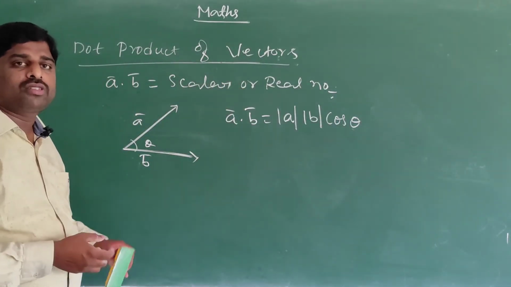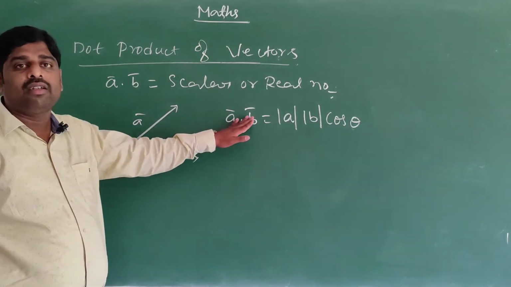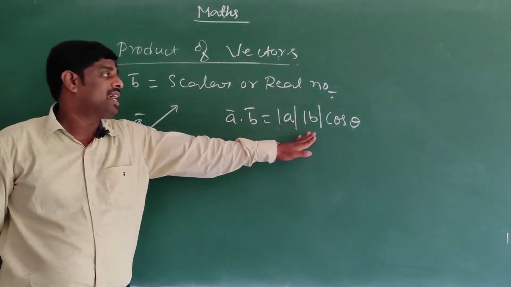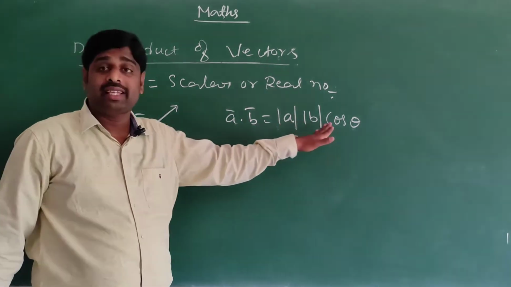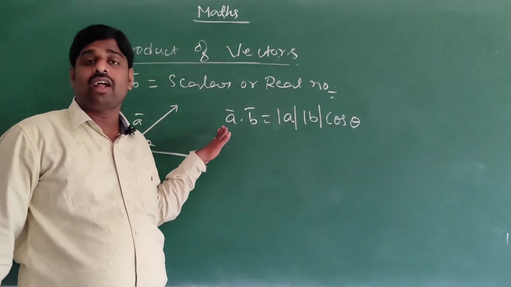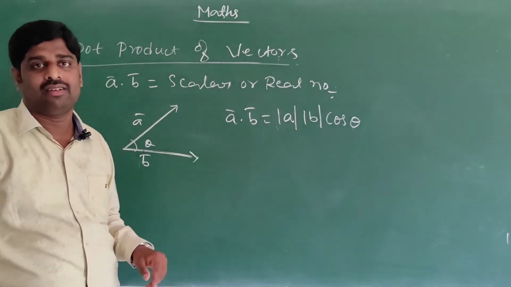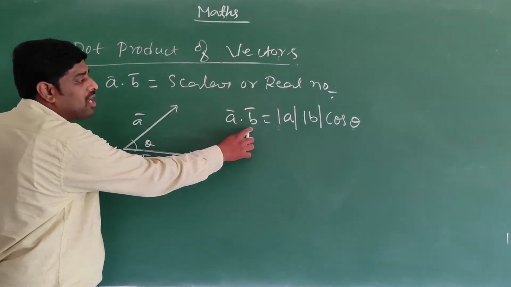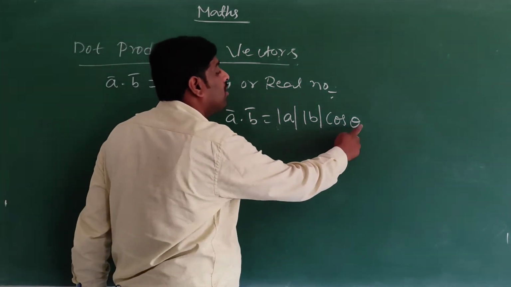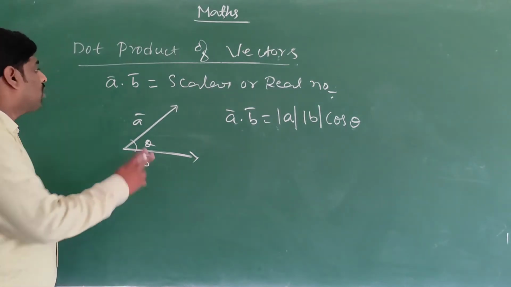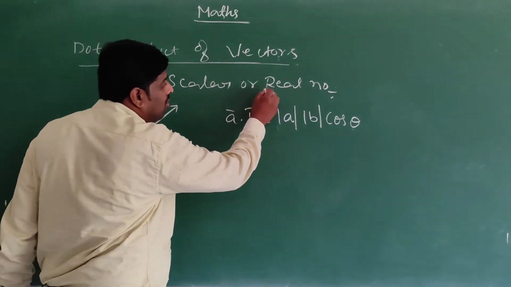Don't confuse: when you take the dot product of two vectors, cosine angle will come. When you take the cross product, sine angle will come. Clear? So a bar dot b bar equals magnitude of a bar, magnitude of b bar into cos theta. Therefore a bar dot b bar is a scalar, that is, a real number.